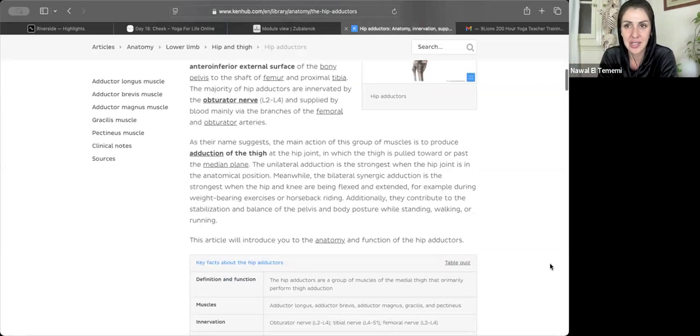So adductors, you can think of like when we heel toe our legs together, standing in five-pointed star, and then it's the muscles on the inner thigh. Heel toe the legs together, like we're doing our rotation. Anytime that the legs have to come in together, they will be working. You can think about the adductors working more in your warm-ups.